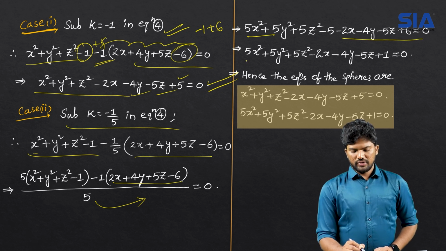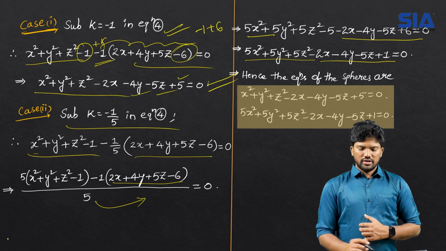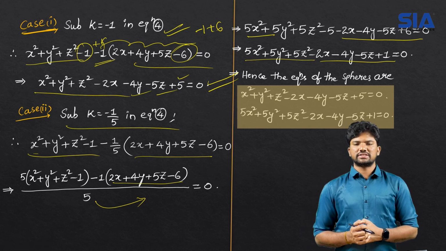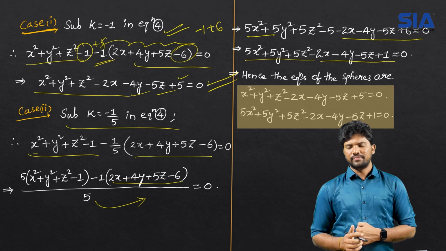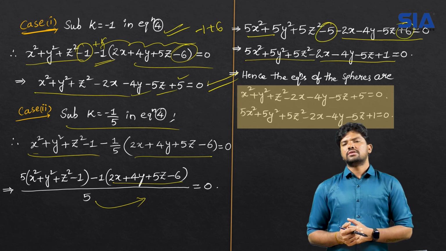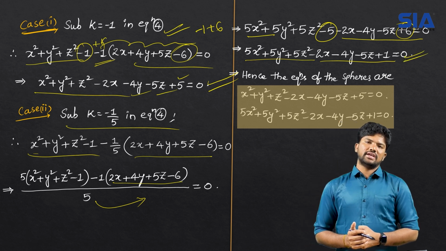And whatever, if you have the same terms, then just add up. So therefore, 5x square plus 5y square plus 5z square minus 2x minus 4y minus 5z. So here you have minus 5 and plus 6. What is the value? Plus 1 is equal to 0. So this is the second required sphere equation.